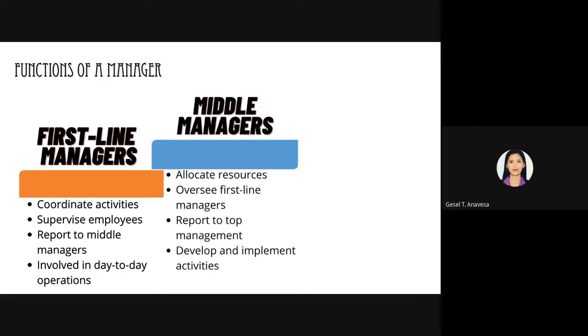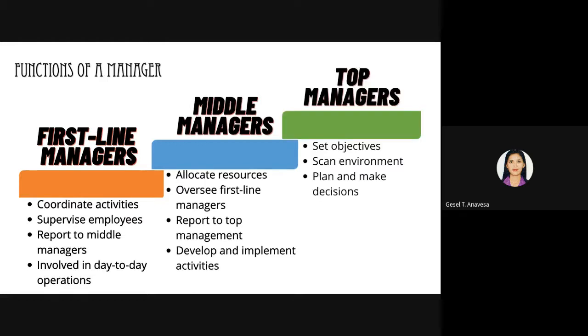And then the middle managers, they allocate resources, they oversee first-line managers, report to top management, and develop and implement activities. The middle managers will keep the balance between the first-line managers and the top managers, okay? In between, they balance the top and the bottom. And the top managers, their responsibility is to set objectives, scan the environment, and plan and make decisions for the company.